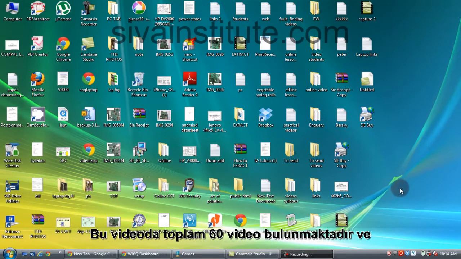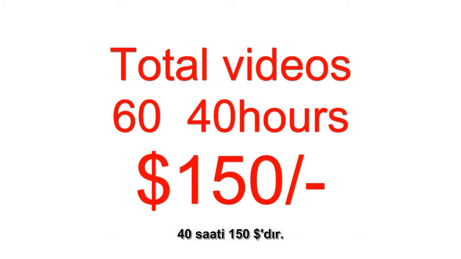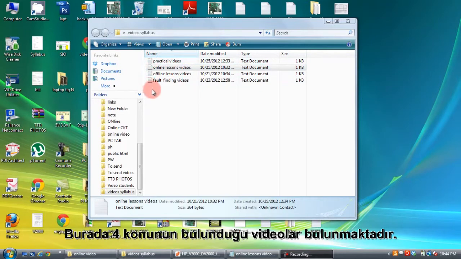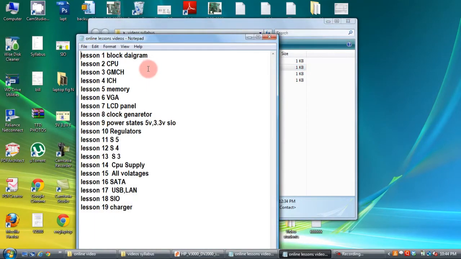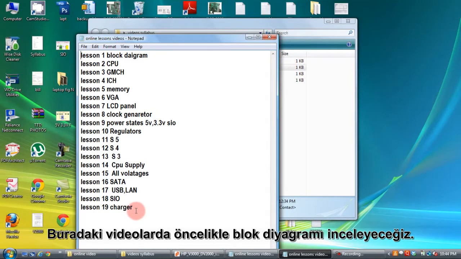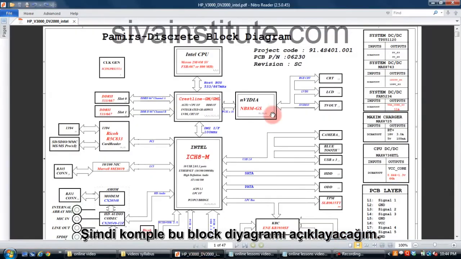In that videos, total 4 types of videos is there. Online lessons videos. This is block diagram. All these lessons are 1 hour lessons. This one block diagram, I will explain complete block diagram.